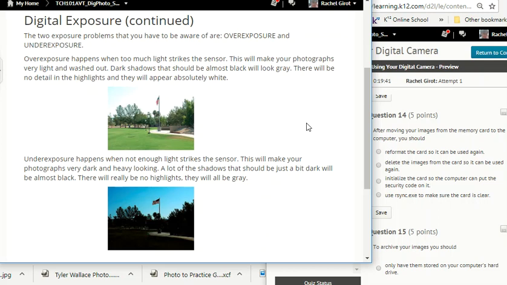Underexposure happens when not enough light strikes the sensor. This will make your photographs very dark and heavy looking. A lot of the shadows that should be just a bit dark will be almost black. There will really be no highlights. They will all be gray.